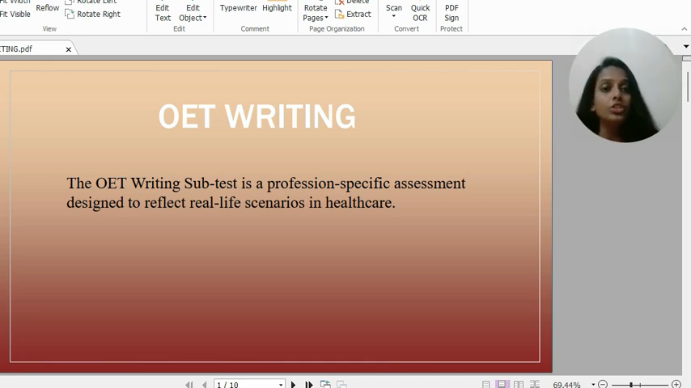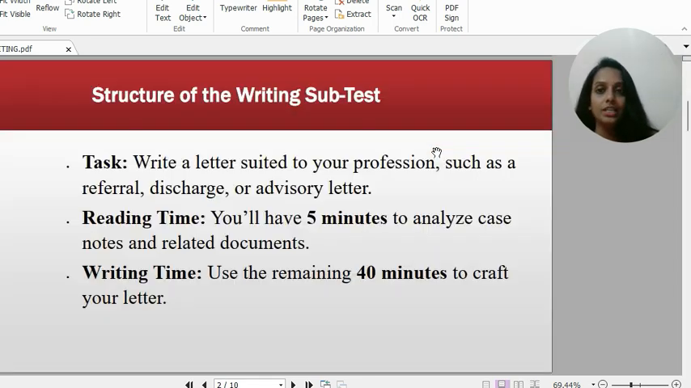case for specialized treatment. When it comes to the structure of the writing test, you need to write a letter suited to your profession, such as a referral, discharge, or advisory letter. For the reading time, you will have 5 minutes to analyze case notes and related documents. Writing time involves 40 minutes to craft your letter. So you need to use the remaining 40 minutes out of this 45 minutes to craft your letter.